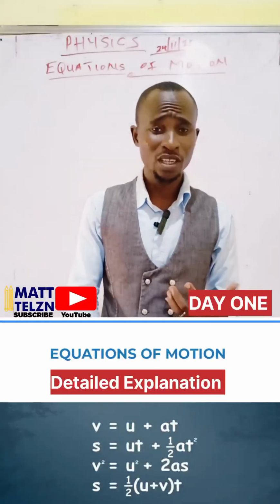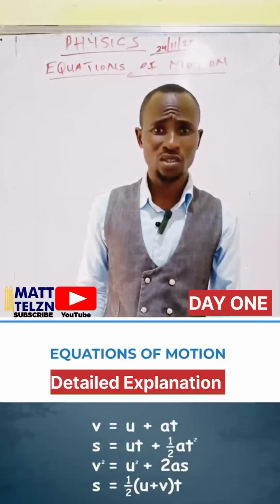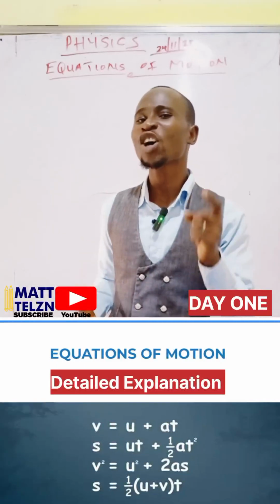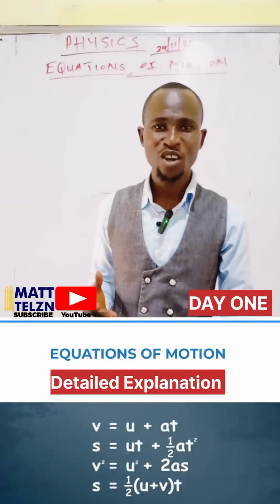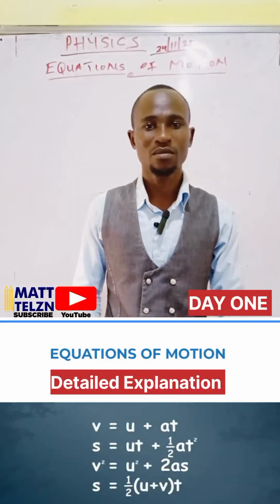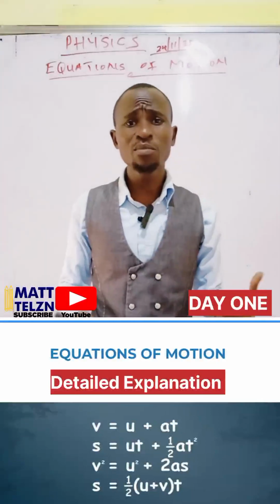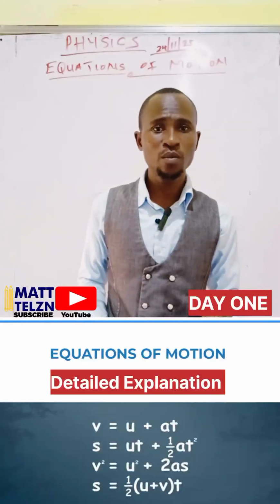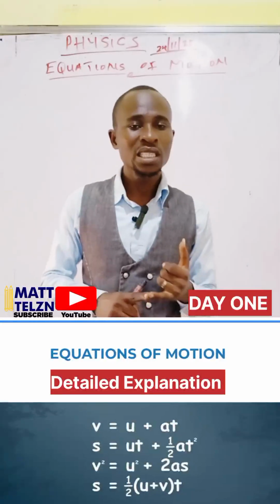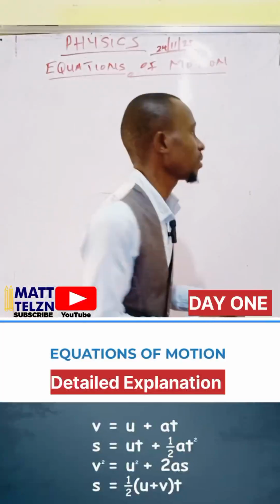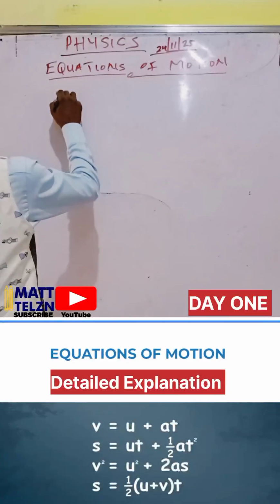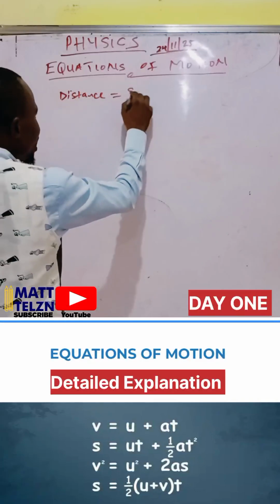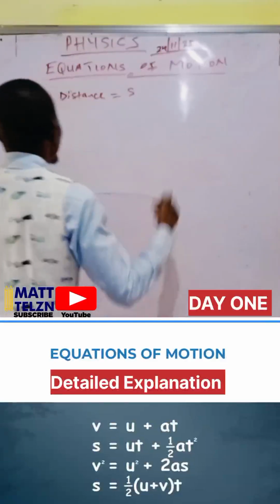An equation of motion, these are equations that we use to calculate the motion of an object in a straight line with uniform acceleration. When an object is moving in a straight line with uniform acceleration, what we are going to consider is the distance the object is going to cover because it's in motion, right? So we have our distance. The distance, we use S to represent the distance the object will cover, right?